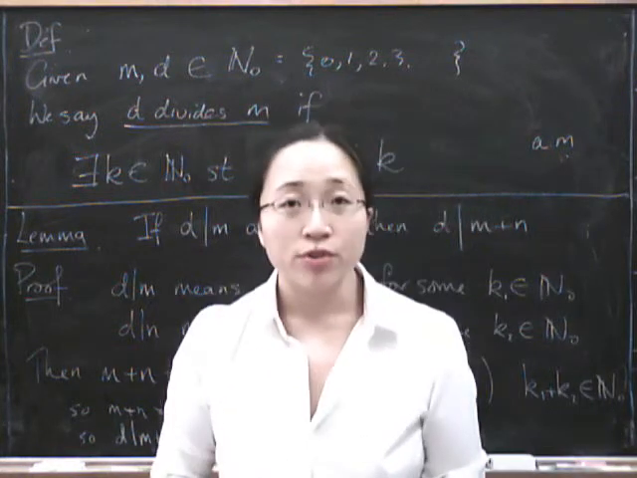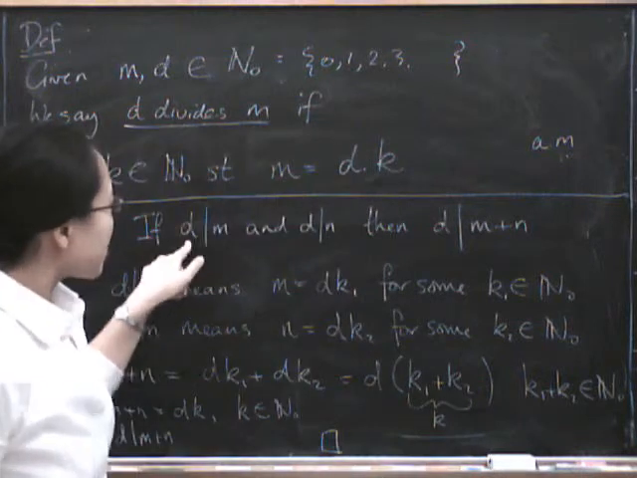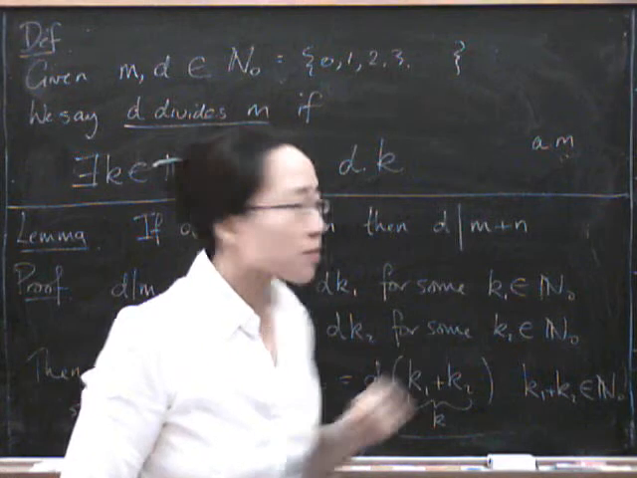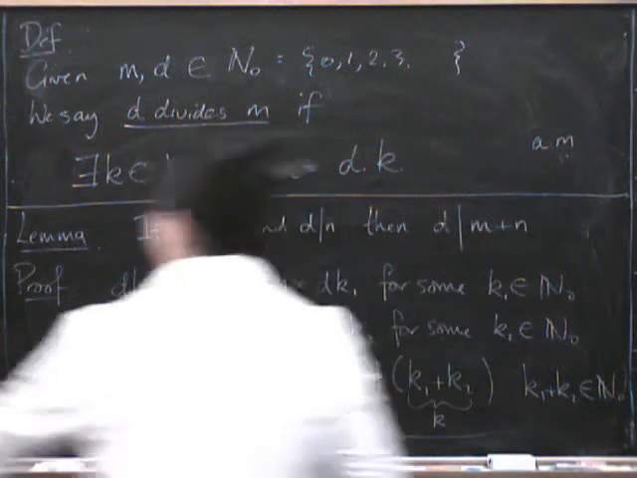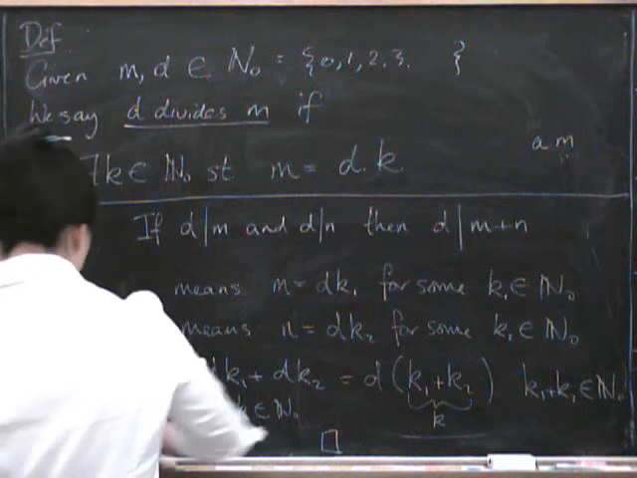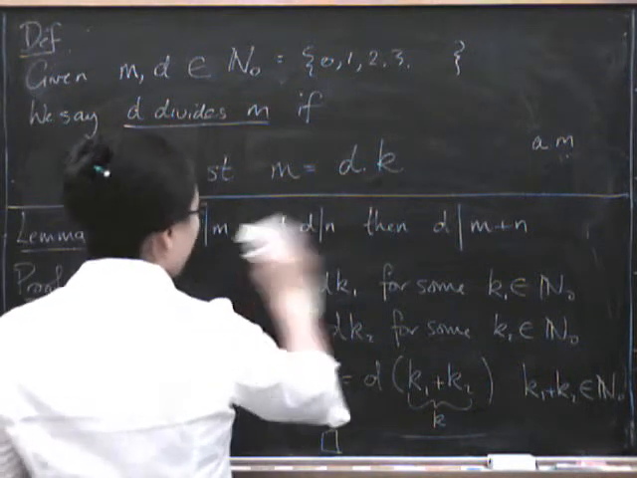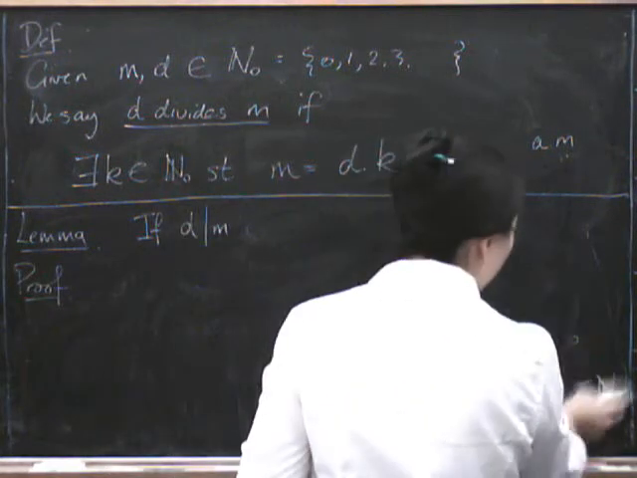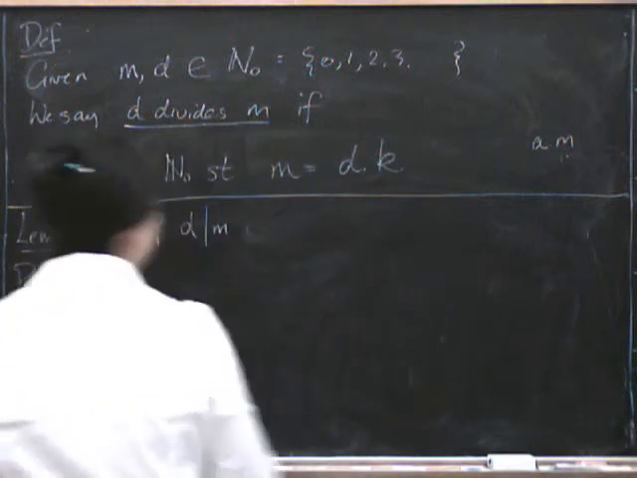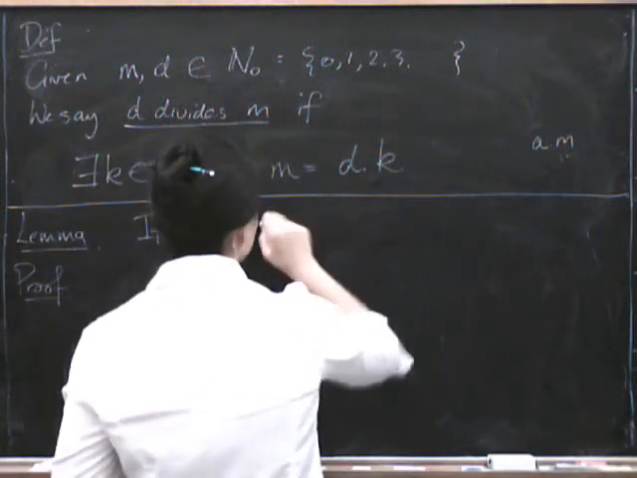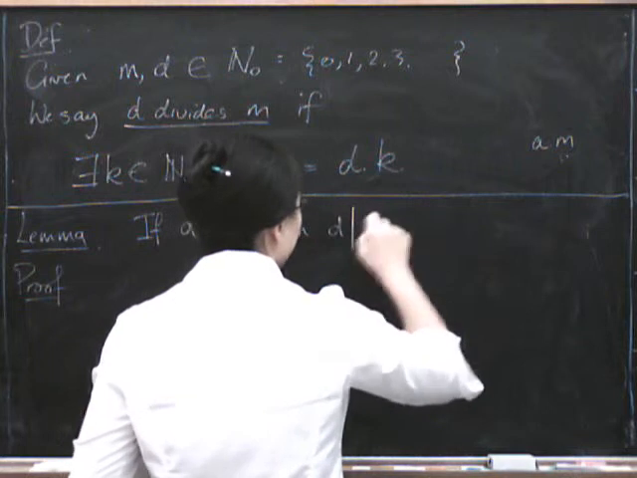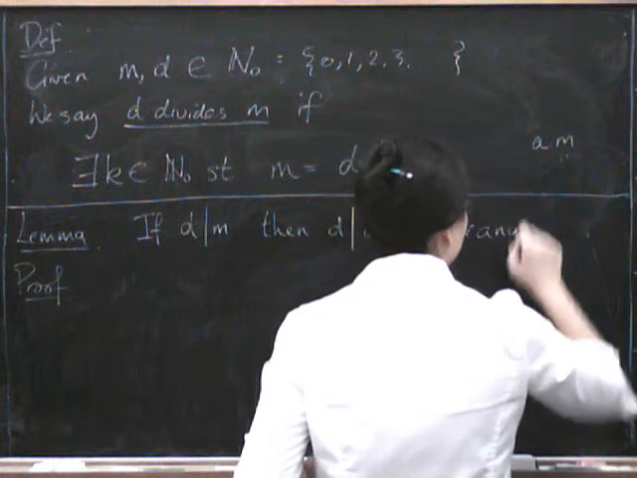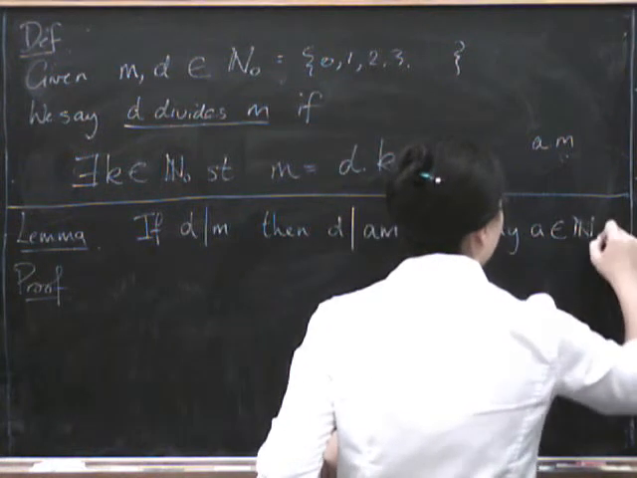Well, last time we proved that if d divides m and d divides n, then d divides the sum as well. So what about if we did a times m? If d divides m, then d divides a times m for any a in the natural numbers.